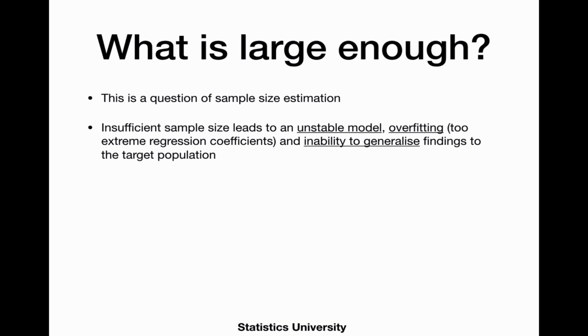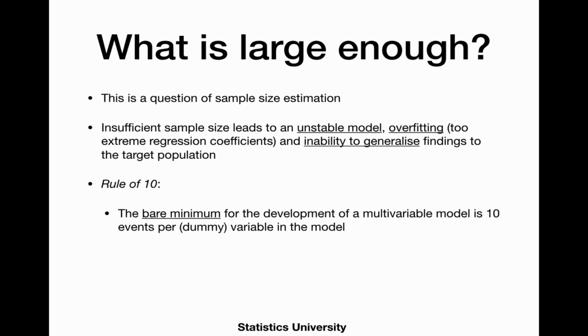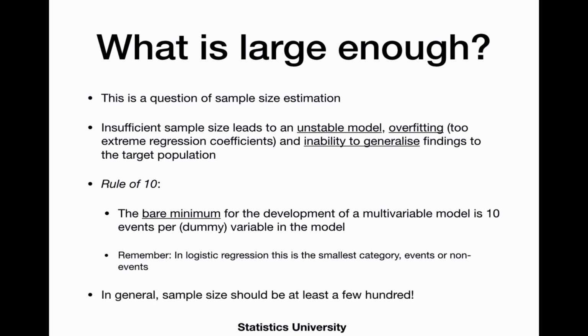The problem here is that insufficient sample size leads to an unstable model, overfitting, which means too extreme regression coefficients, and an inability to generalize findings to the target population. There's a rule of 10 as a rule of thumb, that the bare minimum for the development of a multivariable model is 10 events per variable in the model. Remember, in logistic regression, this is the smallest category, so either events or non-events. But in general, the sample size should be at least a few hundred, if not 1,000 patients.